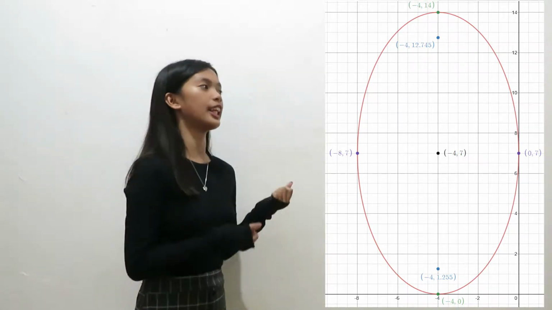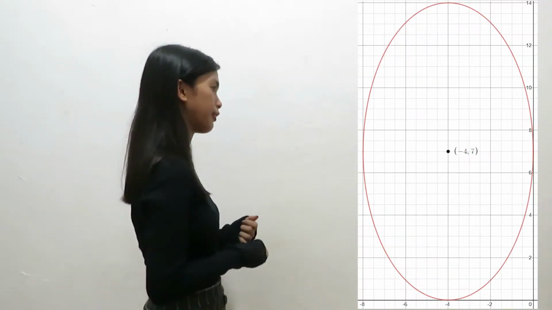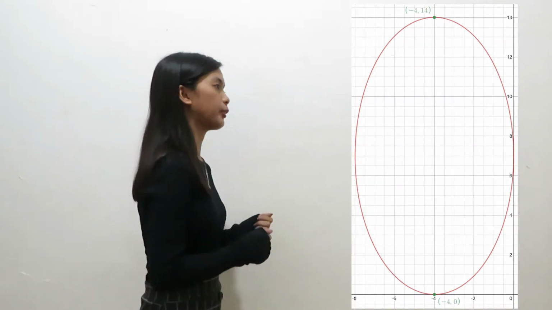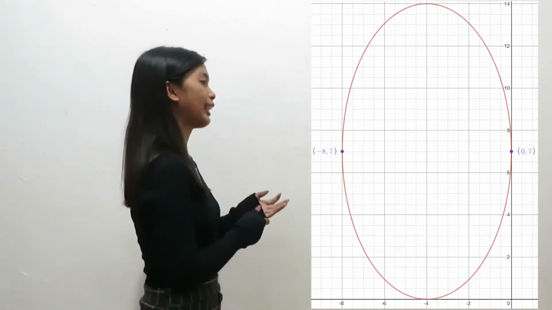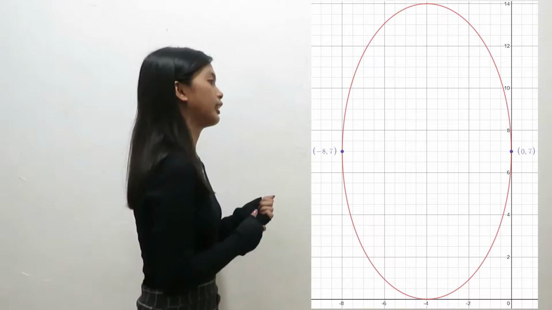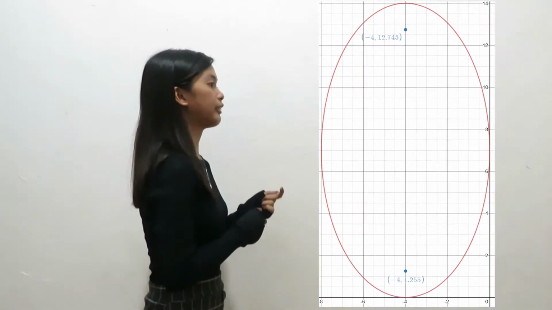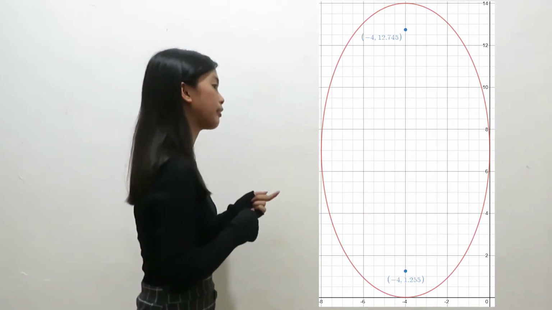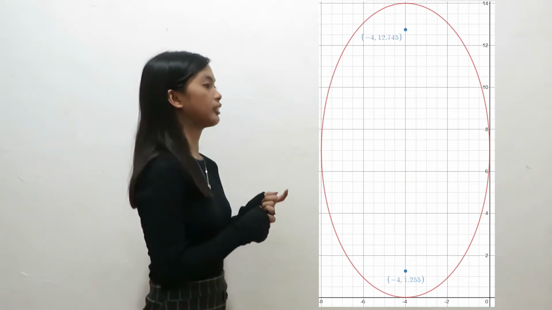As you can see, the center is negative 4 and 7. The vertices are negative 4, 14 and negative 4, 0. The co-vertices are negative 8, 7 and 0, 7. The foci are negative 4, 1.7 and negative 4, 12.7.